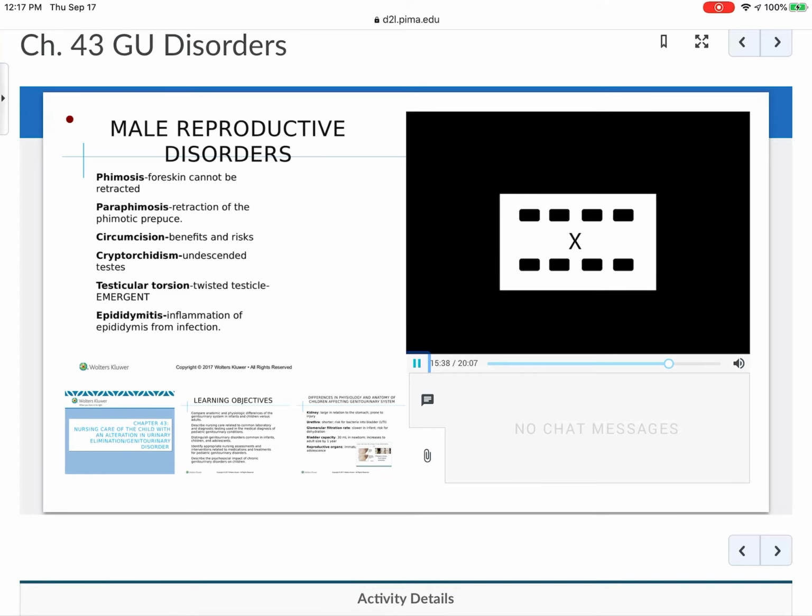Cryptorchidism is undescended testicles. The concern with cryptorchidism is that when the testicles do not descend into the scrotal sac, either one or both of them, there is more of a risk for testicular cancer, and also decreased sperm production if they're not repaired. Usually around the 7th month of gestation is when they make their descent, and for some reason some kids don't.